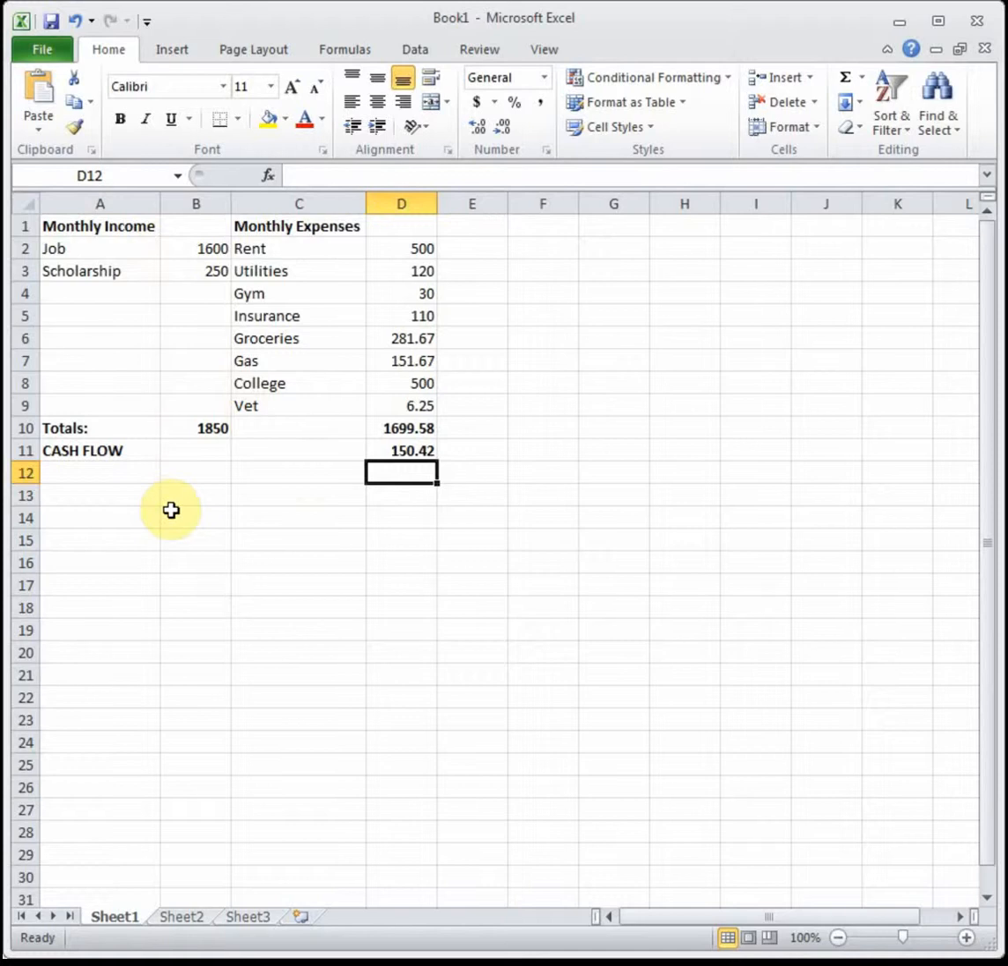And so again, this is how we do budgets in this class. We just set up monthly income and monthly expenses and list everything out. And then we calculate our cash flow by looking at the total money coming in minus the total money going out, and hope that's positive and you're not overspending and putting yourself in debt.